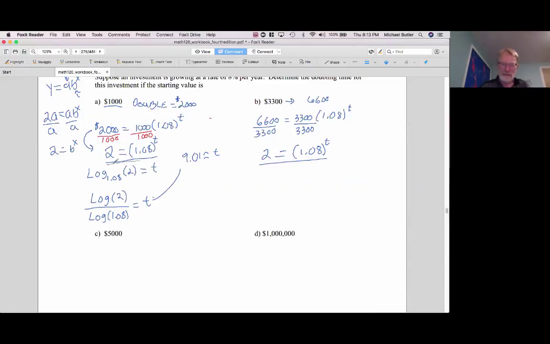See, look. Yep. They're trying to mess with us here, okay? So now what? I'm going to get the same logarithm again too, aren't I? Log base 1.08 of 2 is equal to t, right?